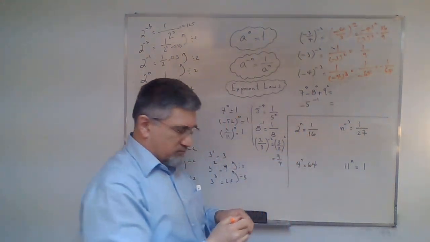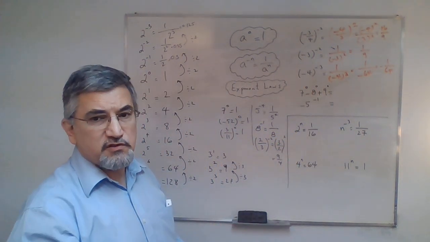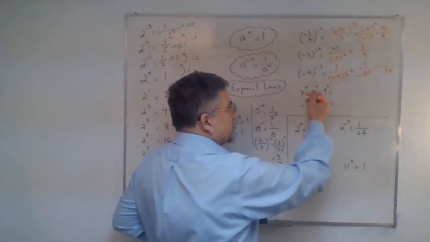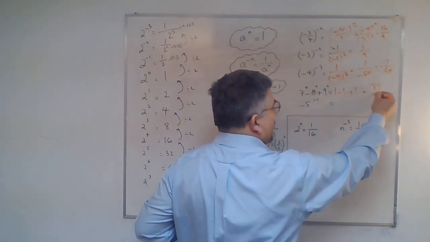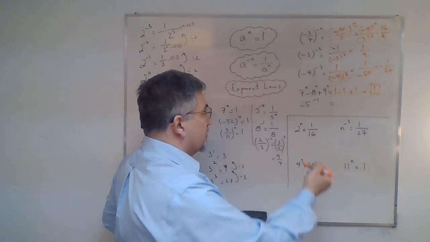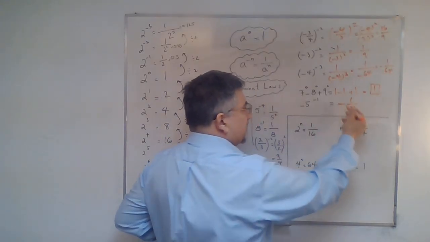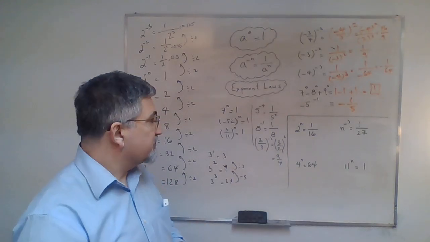Any number, okay, any of these integers raised to the exponent of 0 is equal to 1. It doesn't matter if the base is 7 or 8 or 9. So this is actually 1 minus 1 plus 1, which is equal to 1, final answer. Now this one, the negative sign is outside. So we have 1 over 5 instead of 5 to the exponent of negative 1. And the final answer is negative 1 over 5.